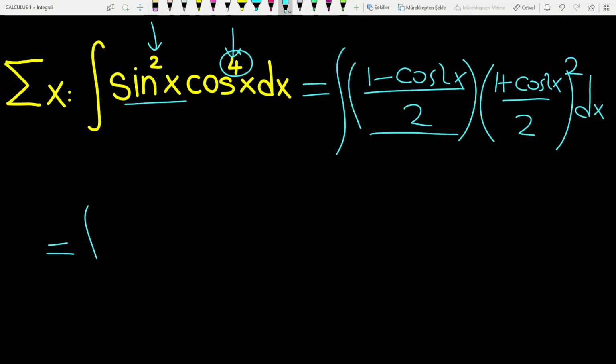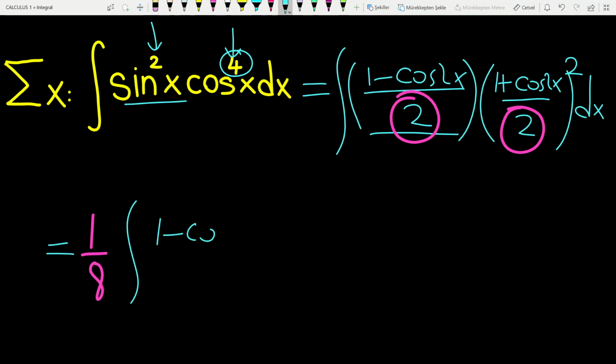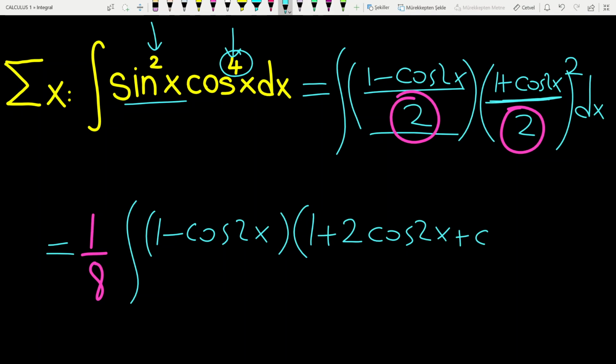This is equal to, you have 2 in the denominator and 4 in the denominator. This is why I take 1 over 8 in front of the parentheses and continue to write the integral. We have 1 minus cosine 2x times 1 plus cosine 2x squared. This becomes 1 plus 2 cosine 2x. Using the binomial expansion, we have cosine squared 2x, okay, dx.